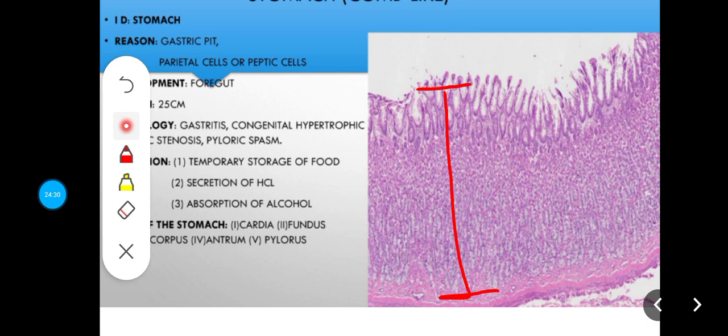So the cells that you can find in the gastric pits and the gastric glands are the parietal cells, which secrete the intrinsic factor and HCl. And then the chief cells. Most times the chief cells stain better than the parietal cells. The chief cells secrete enzymes that digest proteins. So they stain better than the parietal cells. That's the thing that you must know.